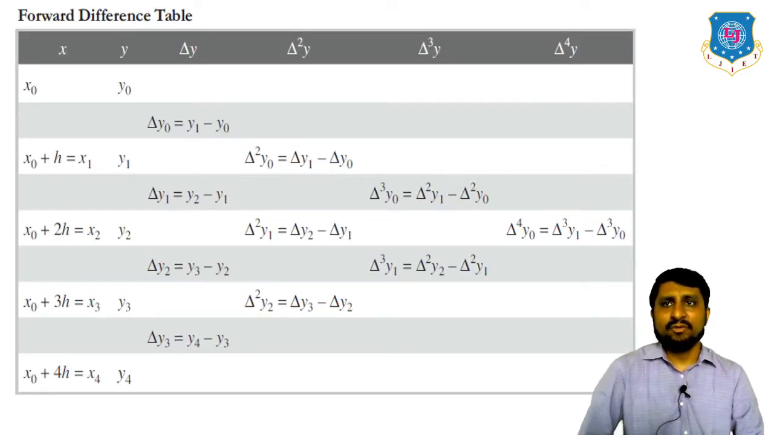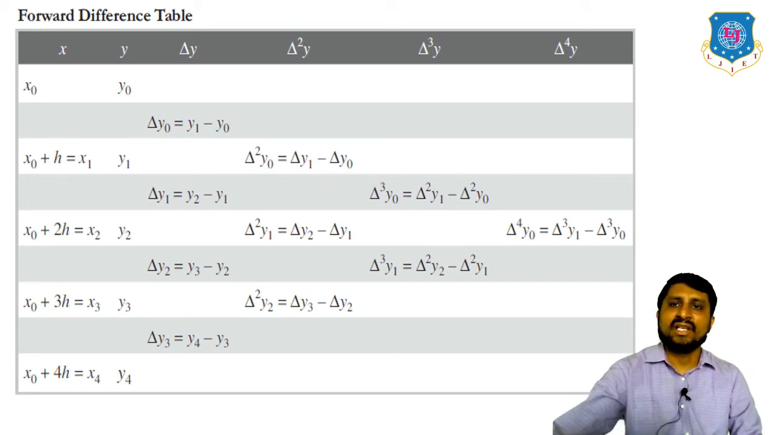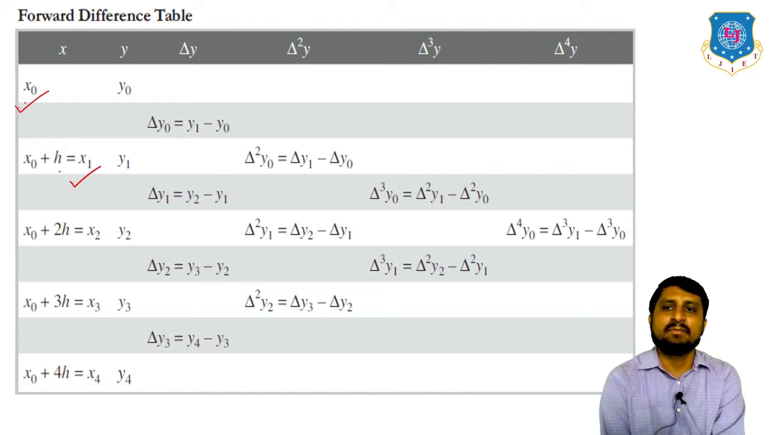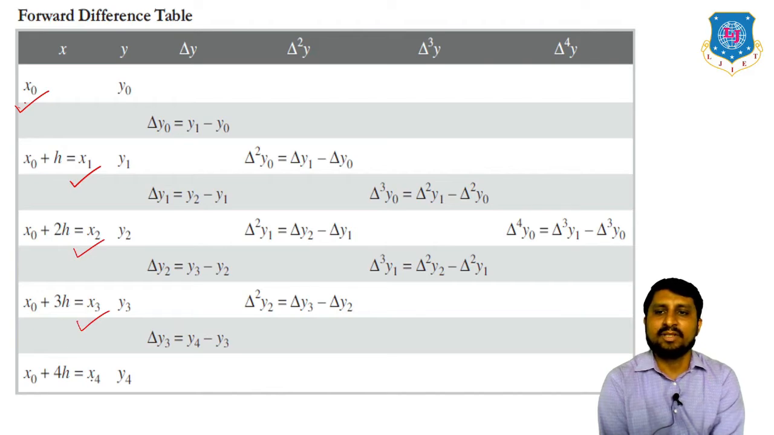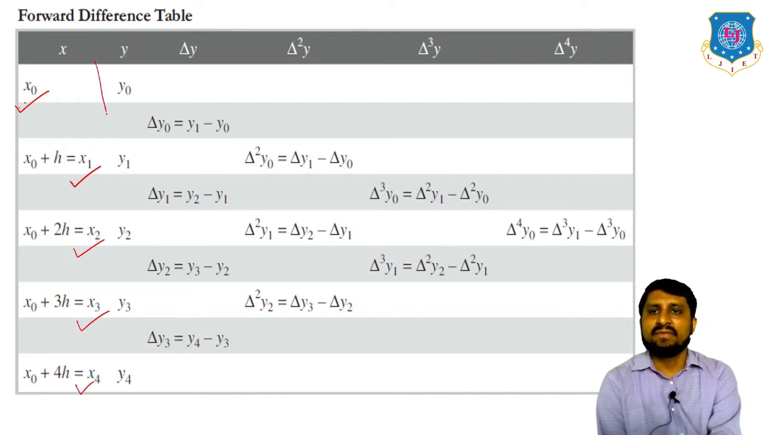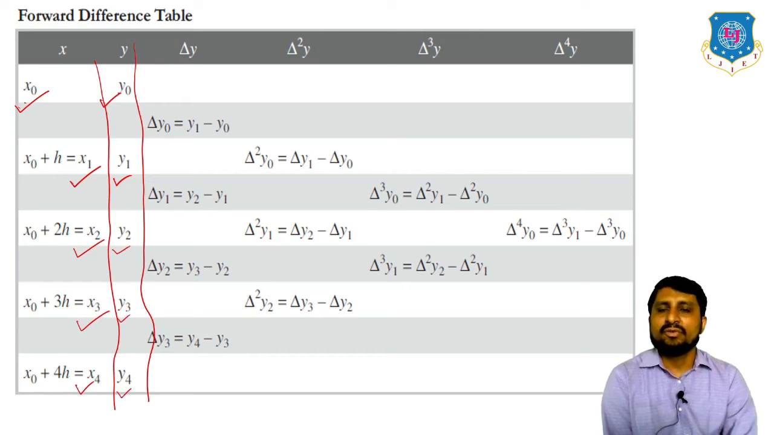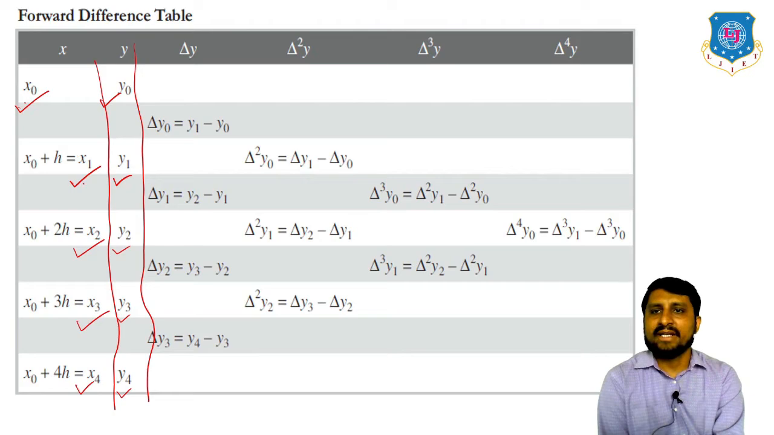Now try to understand this forward difference table. Suppose the first entry is x0, then x1. Don't forget, x1 is nothing but x0 plus h, then x2 is x0 plus 2h, then x3 is x0 plus 3h, then x4. This is your first column. What is your second column? The column of y, that is y0, y1. I draw this vertical line so you can easily understand the table. So x0, x1, x2, x3, x4, then y0, y1, y2, y3, y4.